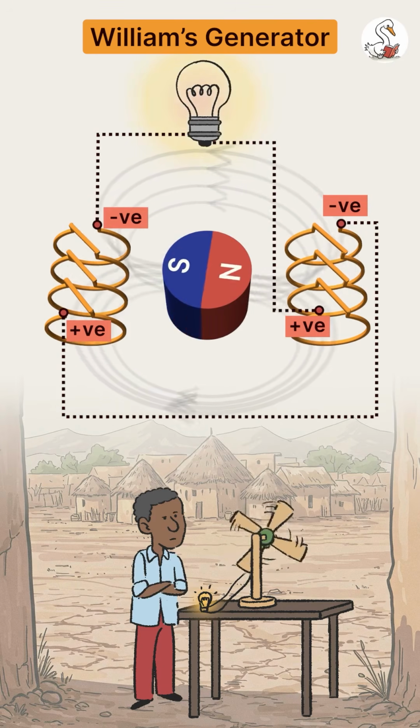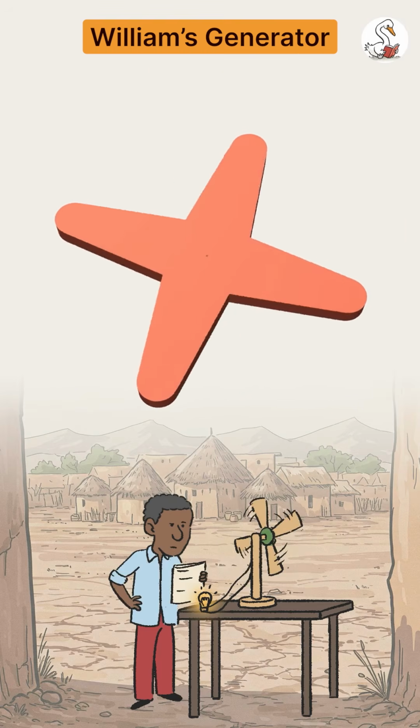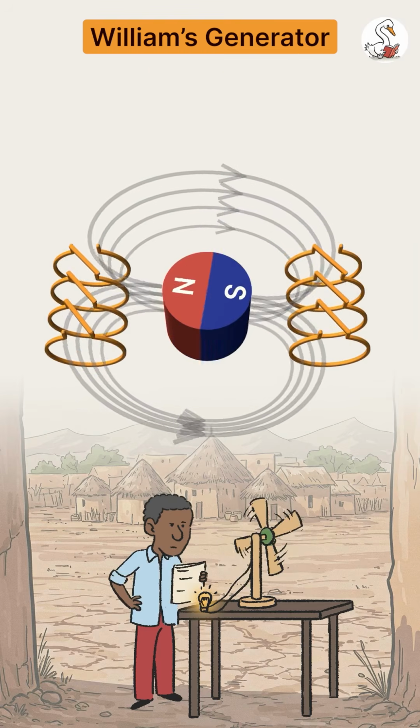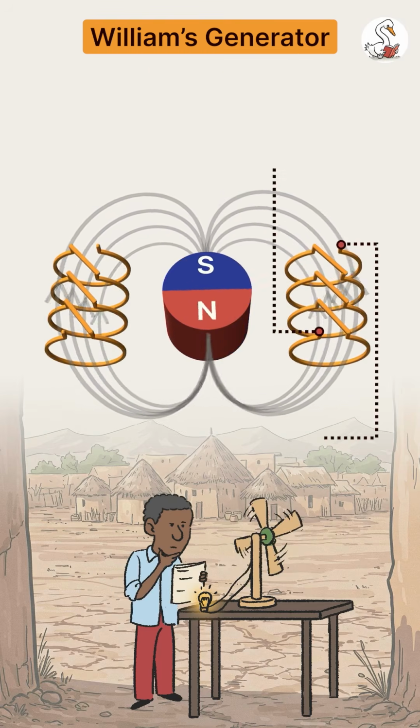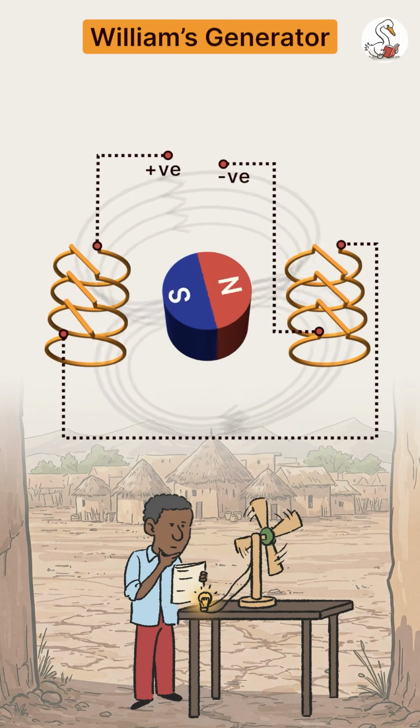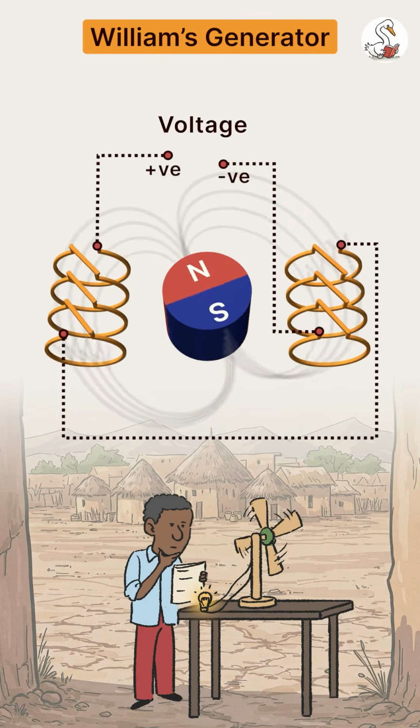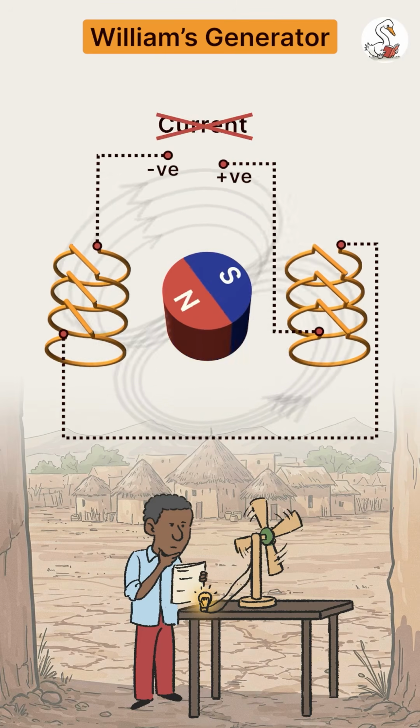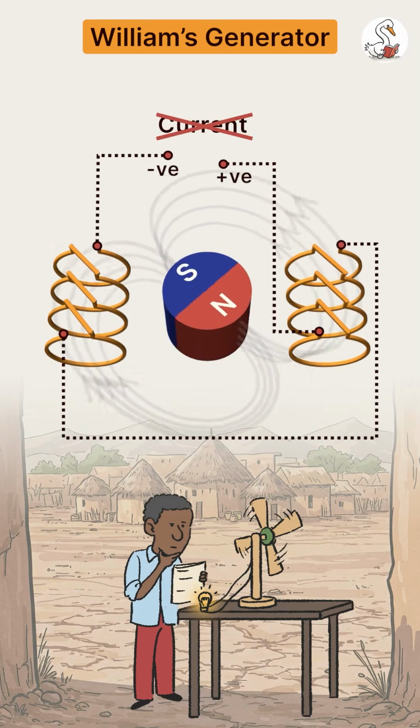Why is this happening? Just like a bicycle, here the windmill is converting mechanical energy into electrical energy. As long as the generator circuit is not complete, only voltage develops in its coils, but no current flows. That means the mechanical energy does not convert into electrical energy.